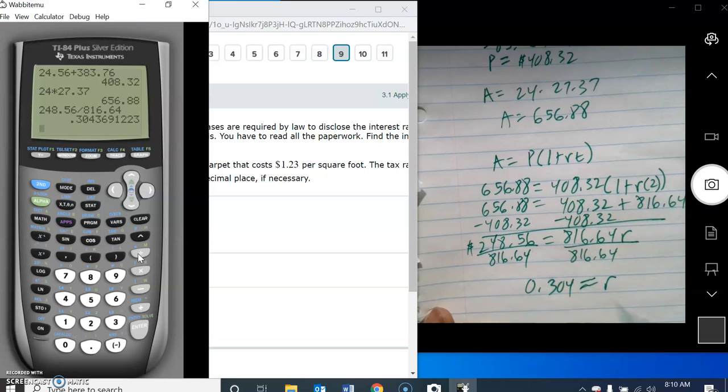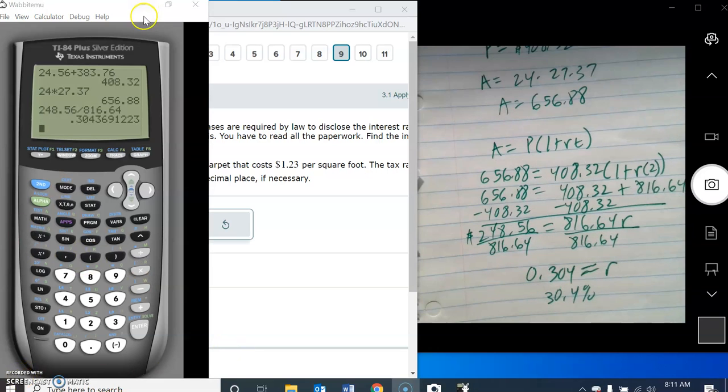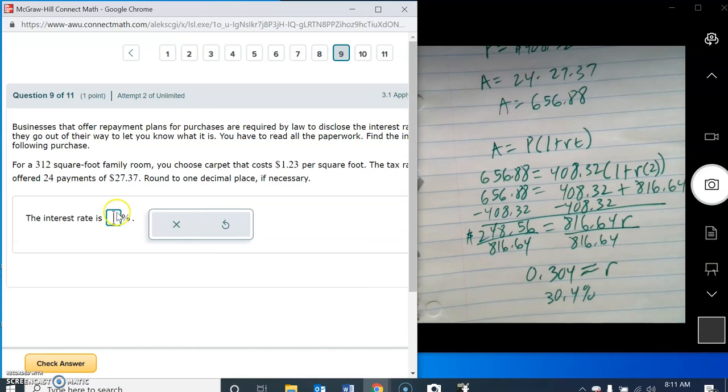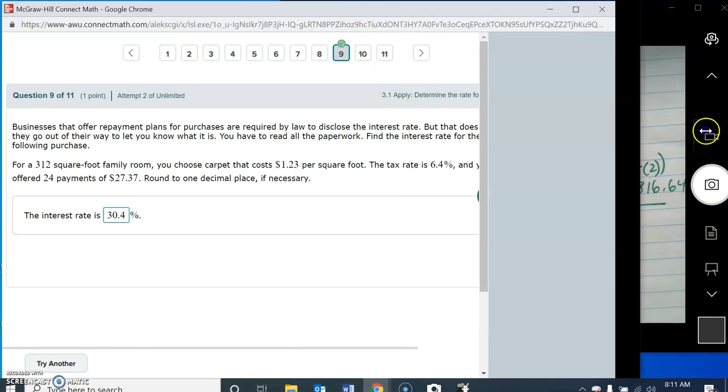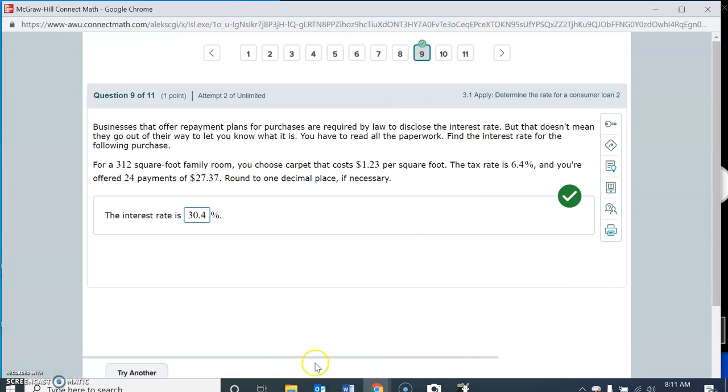And we would change this to a percent, so that'll be 30.4%. So that gave us 30.4%. So now we would input our answer as 30.4. And we will click check our answer. And if you notice, we got it correct here. So we are done.